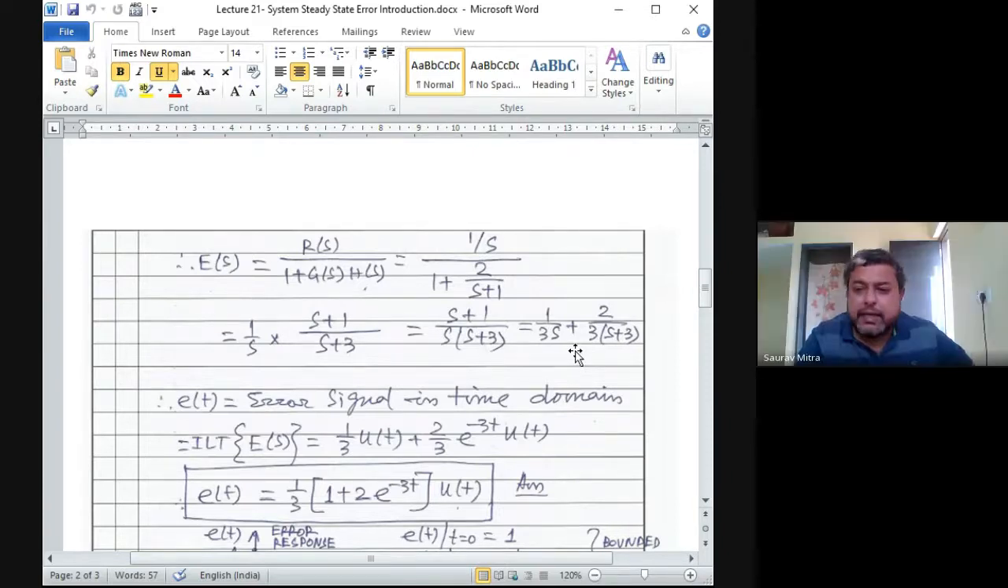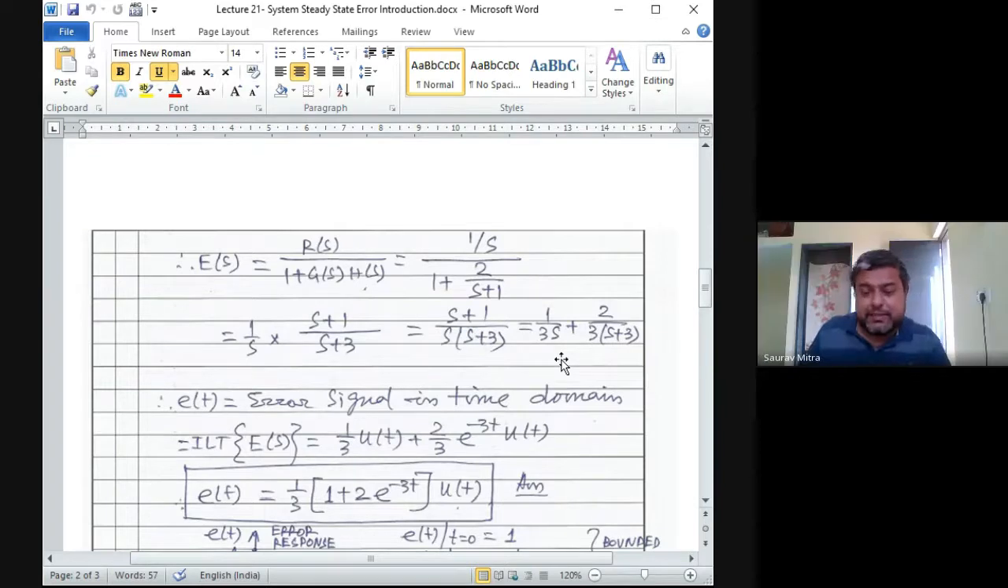Correct. And in that, now substitute s is equal to 0. What are you going to get? This is 1 by 3. What is the second term? 2s divided by 3 into (s plus 3). As s is there, if you are substituting s is equal to 0, this part will become 0. And what is the initial part? Initial part is 1 by 3. So what is limit s tends to 0 of sE(s)? That is nothing but steady state error. And how much is that value? 1 by 3. Understandable? Yes, sir.